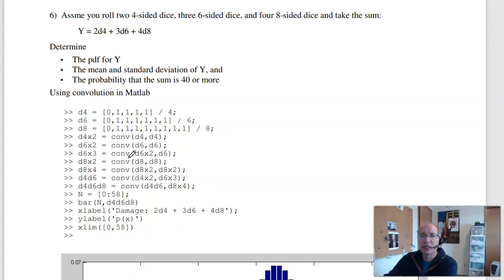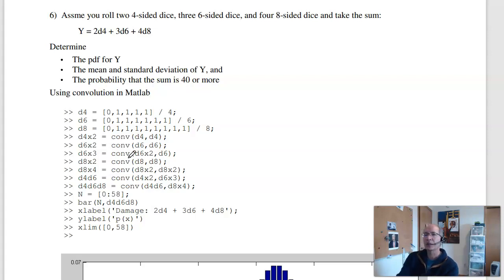Problem 6. The nice thing about convolution is you can do fairly hard problems. For example, suppose I roll 2 4-sided dice, 3 6-sided dice, 4 8-sided dice. Find the PDF, find the mean, standard deviation, and the probability that the sum is 40 or more.